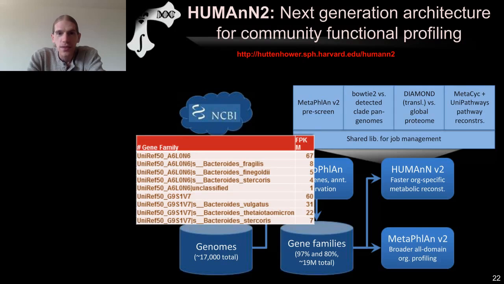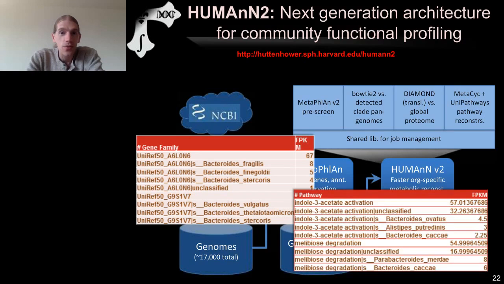So this results in a list of which gene families are present in a sample, their relative abundances, and when they can be identified, which microbes they're drawn from. These gene families are also reassembled into pathways. So just like we typically get a taxonomic profile from amplicon data or from metagenomes using a tool like MetaPhlAn 2, HUMAnN 2 provides a functional profile of either gene or pathway relative abundances or counts.